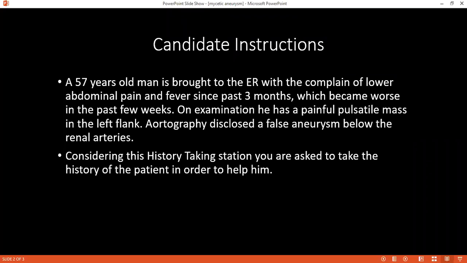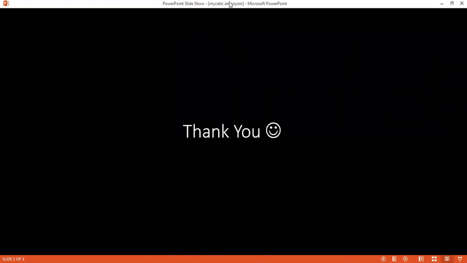So what non-operative management can you offer? Non-operative, endovascular, duplex ultrasound guided compression and percutaneous thrombin injection. Sorry, ma'am, can you please repeat it for me? Yes, the non-operative management that you can offer is duplex ultrasound guided compression or percutaneous thrombin injection. Okay, ma'am. Thank you.